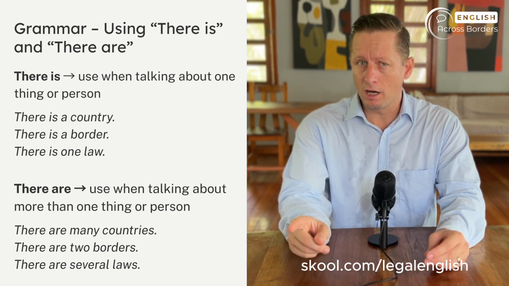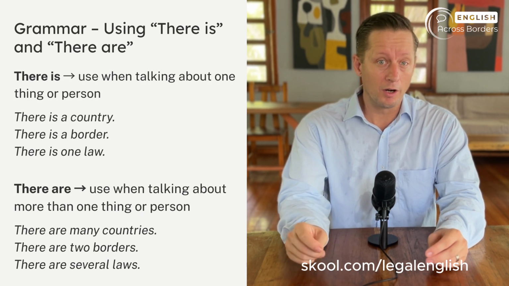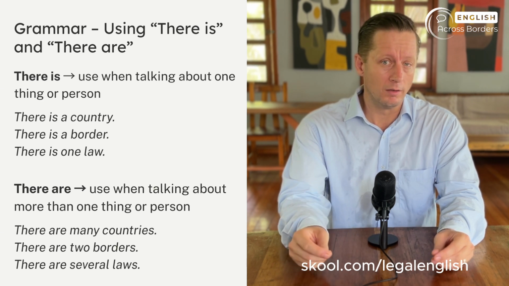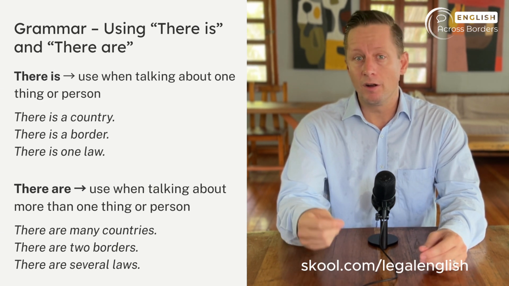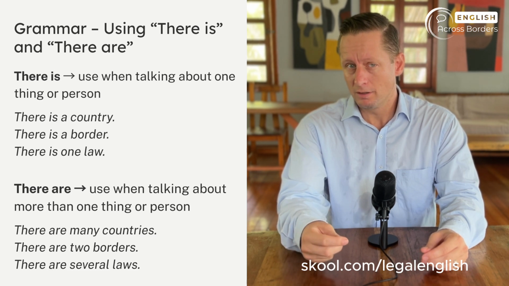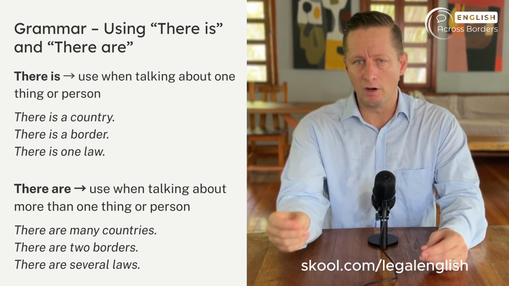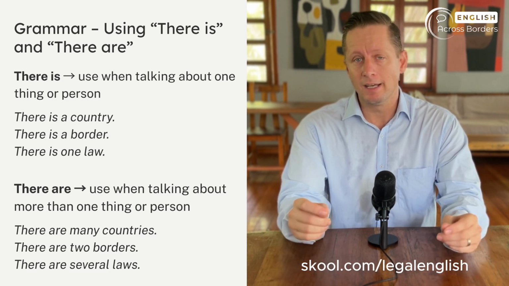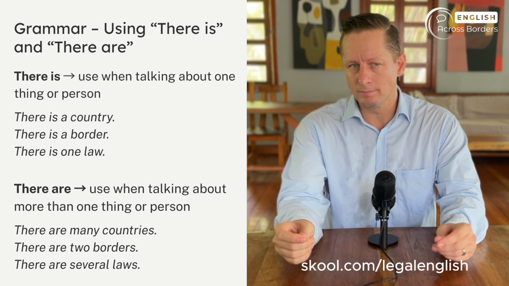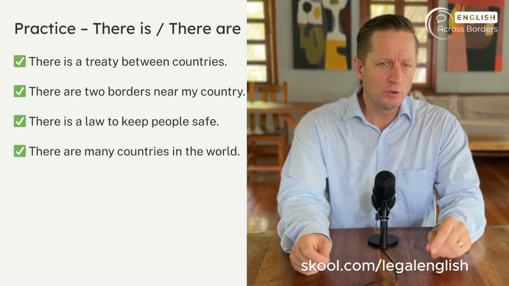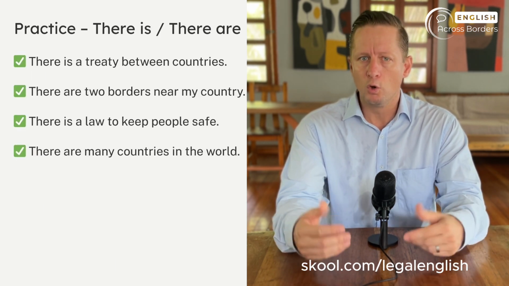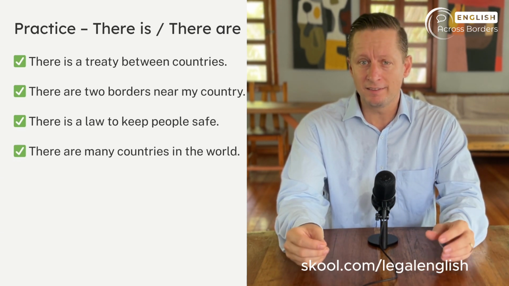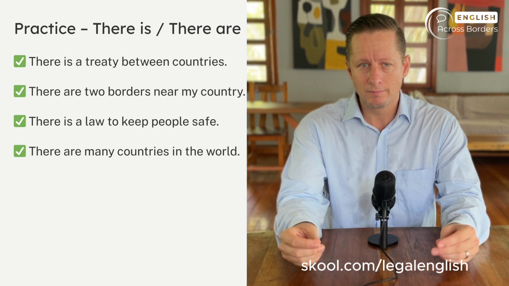There is a country. There are many countries. There is one law. There are several laws. Using there is and there are helps us talk about what exists or is present in a simple and clear way. Let's practice using there is and there are with real examples. Listen closely and say the sentences with me out loud.